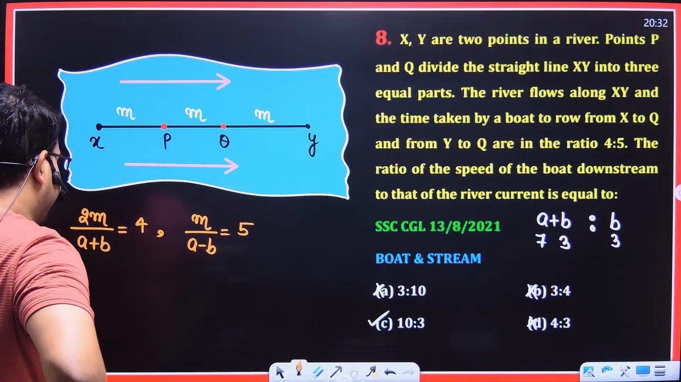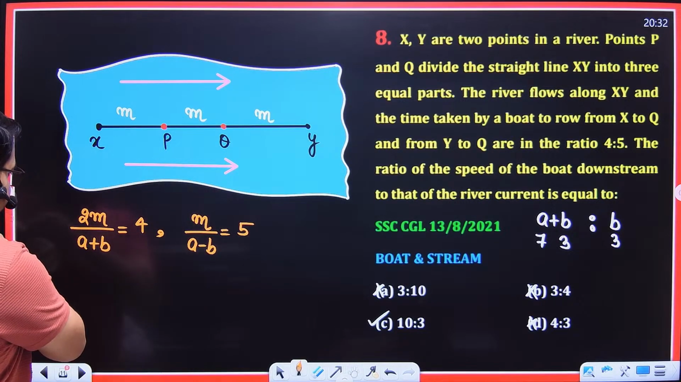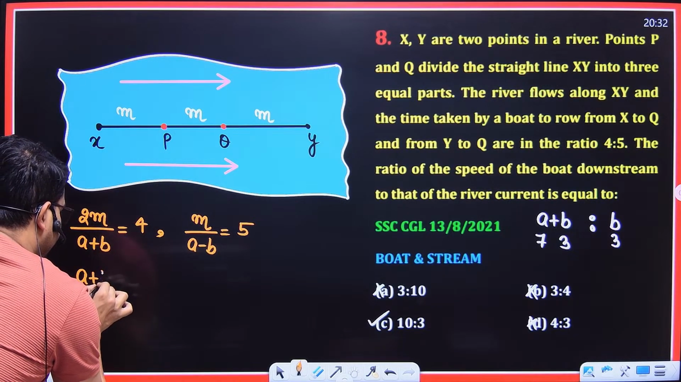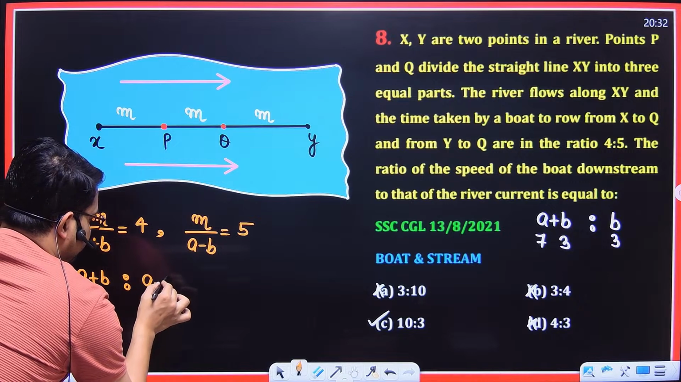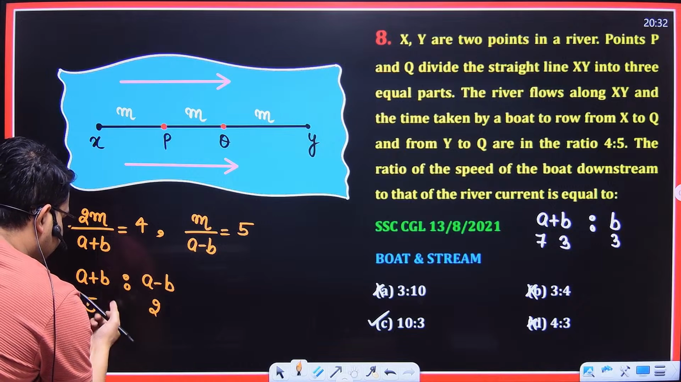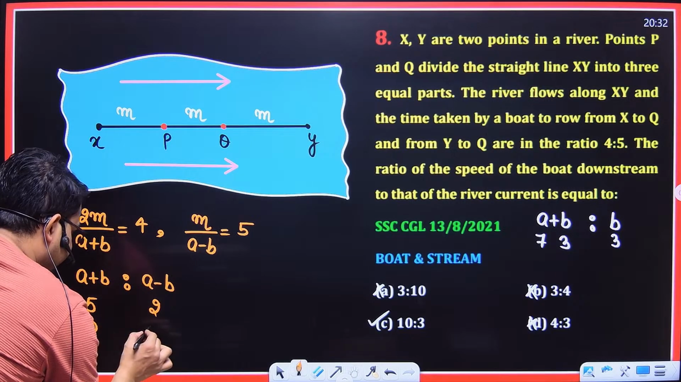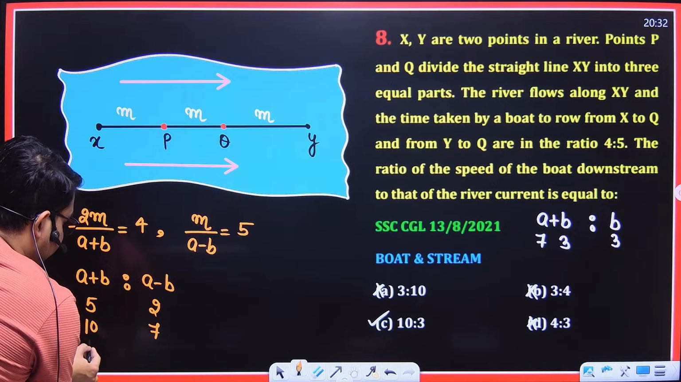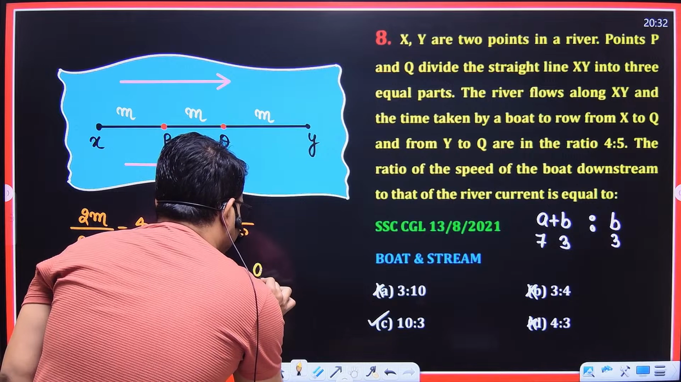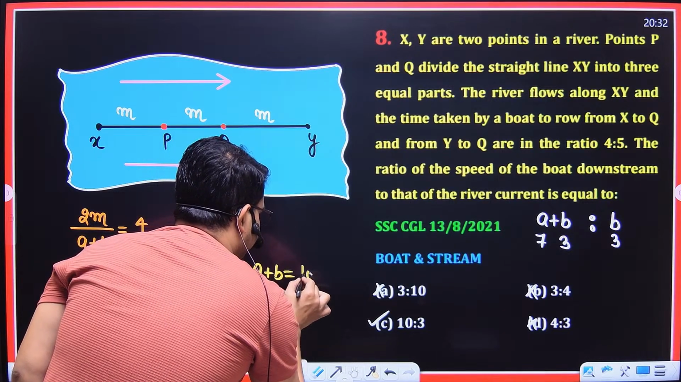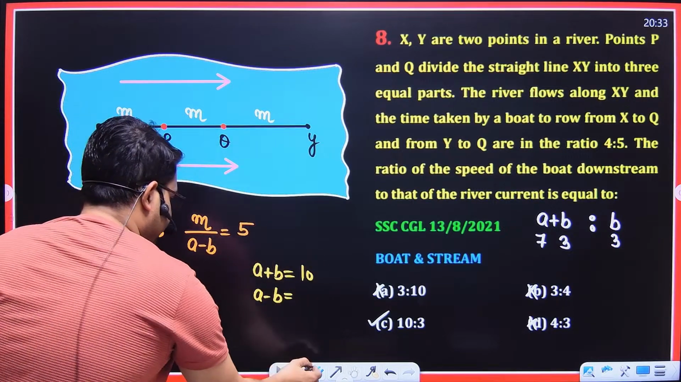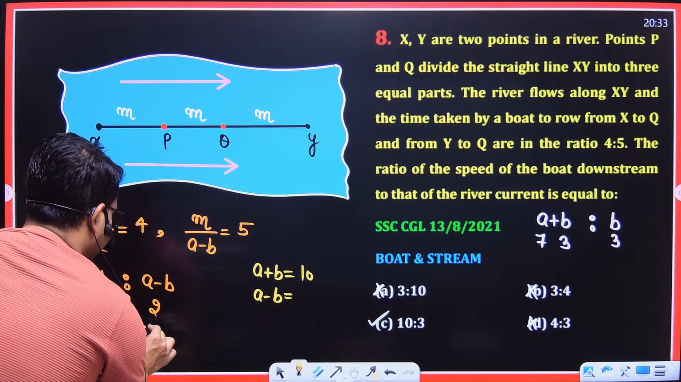So if you divide them, what you will get? If I divide this one and this one, 2 upon 1 is 4 upon 5, so M and M will be cancelled out. So I have the ratio A plus B to A minus B. 2 and 2 will be cancelled out, and we have 5 here. If I multiply it by 2, then it is 10, then it is 8. So A plus B is 10. If you want to calculate A and B independently, then A plus B is equal to 10 here, and A minus B is equal to 4.